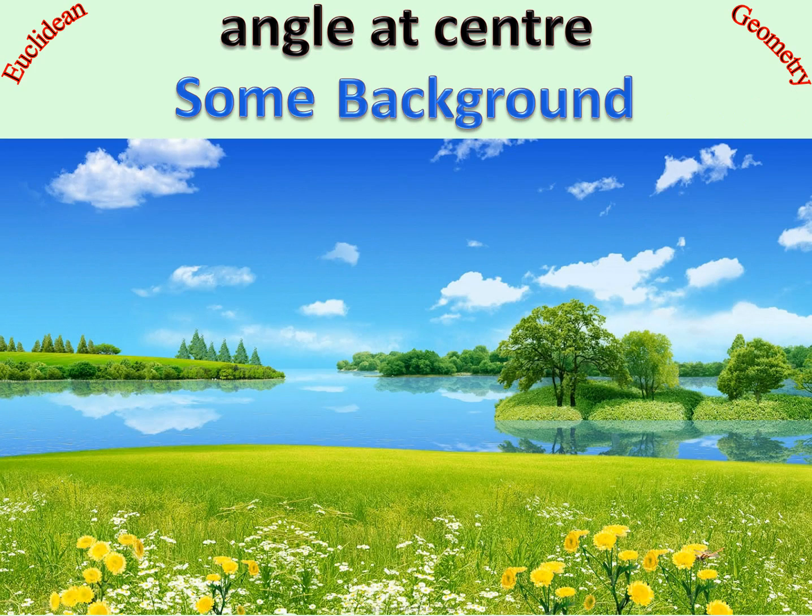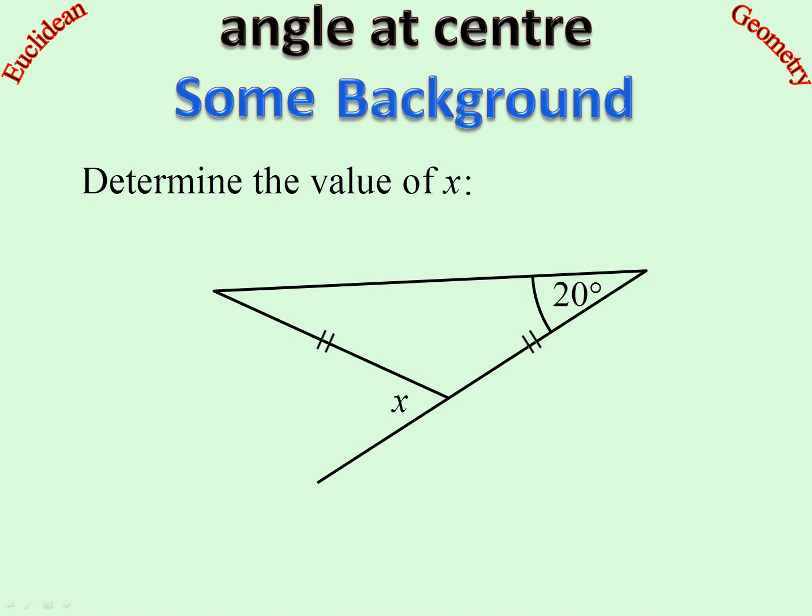Now, a bit of background. Let's have a look at a couple of examples back from grade 7, grade 8, Euclidean geometry. This first one, there's an isosceles triangle. Now, being an isosceles triangle, we know therefore that we have a 20 degrees there. And hopefully you'll remember that if you take a triangle and produce or extend one side, you form an exterior angle. That exterior angle is equal to those two inside angles added together.